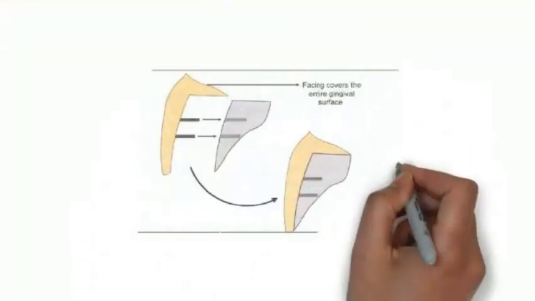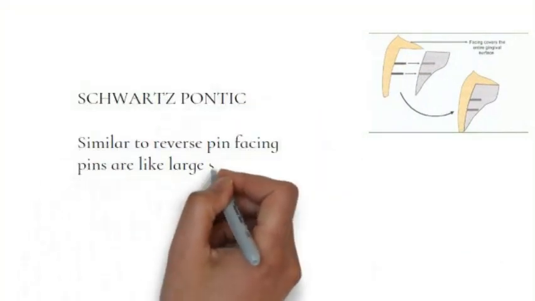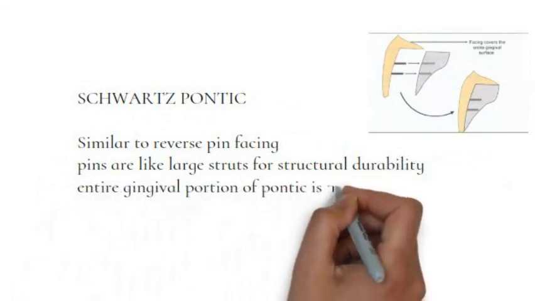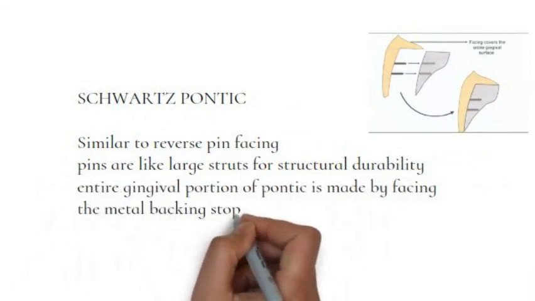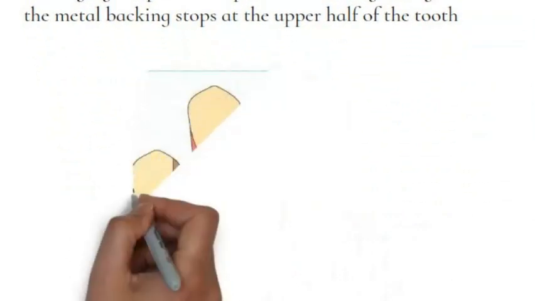Schwartz Pontic, similar to reverse pin facing, the pins are like large struts for the structural durability. The entire gingival portion of the Pontic is made by facing. The metal backing stops at the upper half of the tooth.